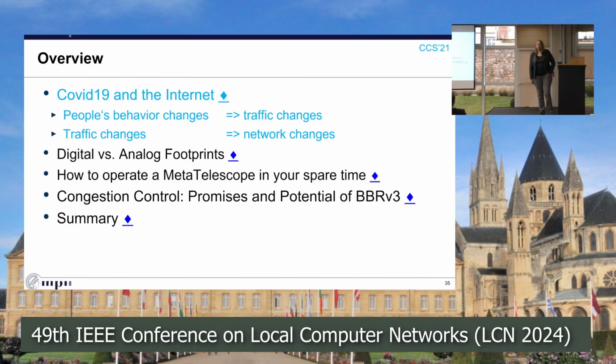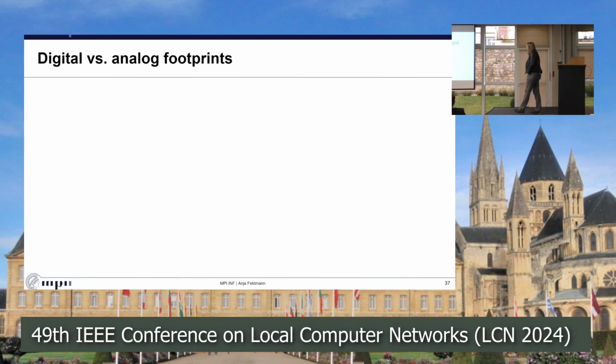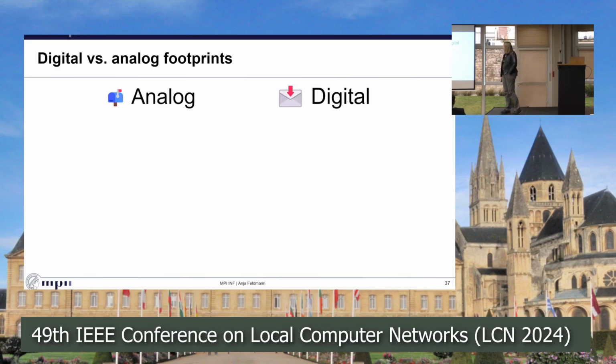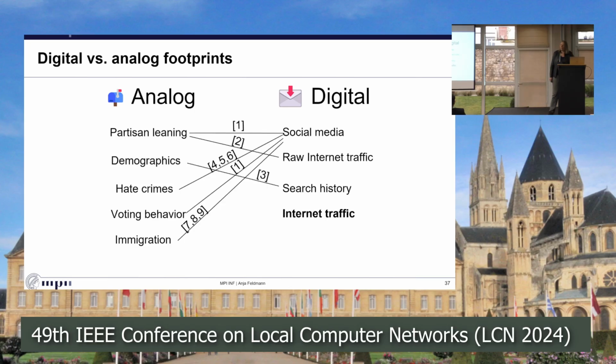Now, this was a study of how human behavior influences network management and the other way around. The next topic I want to talk about is something that we haven't published yet, where we are looking at how to relate digital to analog footprints. On the analog side, you have demographics, hate crime, voting behavior, immigration. On the digital side, you have social media, internet traffic, etc. And people want to relate these two together.